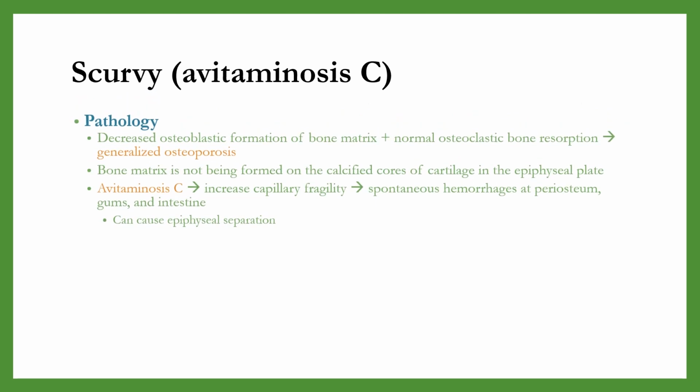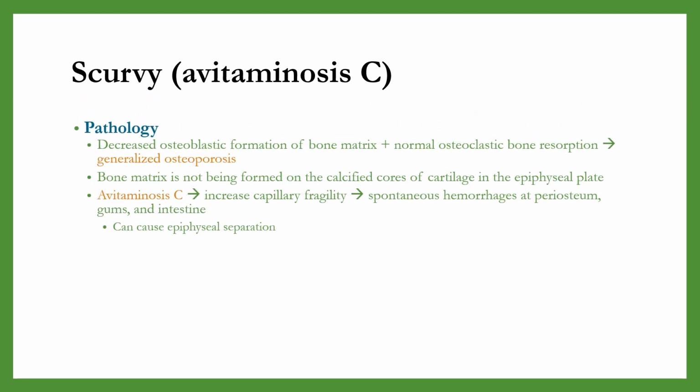The pathology of scurvy is the decreased osteoblastic formation of bone matrix with normal osteoclastic bone resorption that results in generalized osteoporosis. Bone matrix is not being formed on the calcified cores of cartilage in the epiphyseal plate, and there is also an avitaminosis C. Therefore, it could increase capillary fragility and result in spontaneous hemorrhage at the periosteum, gums, and intestine. It could also cause epiphyseal separation.